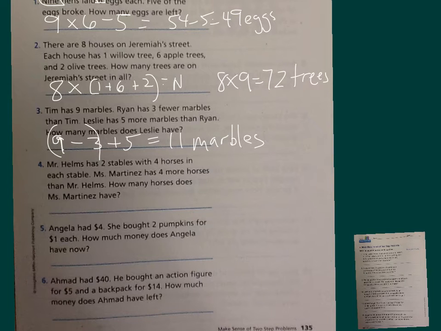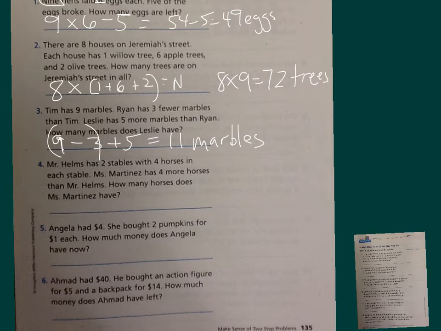Okay, so now let's look at number 4. Mr. Helms had 2 stables with 4 horses in each stable. Miss Martinez has 4 more horses than Mr. Helms. How many horses does Miss Martinez have? I want you to work on this one on your own, so just pause it, work on it, unpause it. We'll go over it together.